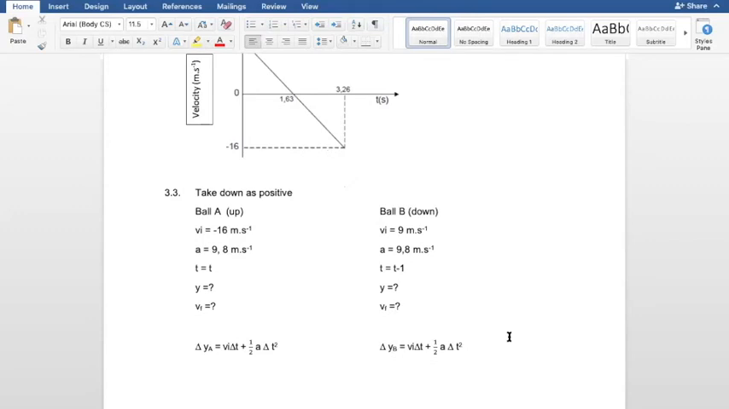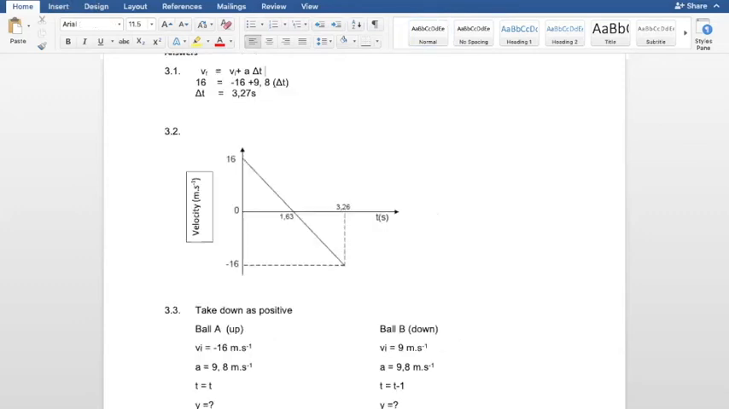Write down the values. Delta Y we don't have. V initial will be minus 16. t will be t. Half is half, a is 9.8, t squared will be t squared. And then we can stop there. We can't do anything else for ball A. Now let's do the same thing for ball B.